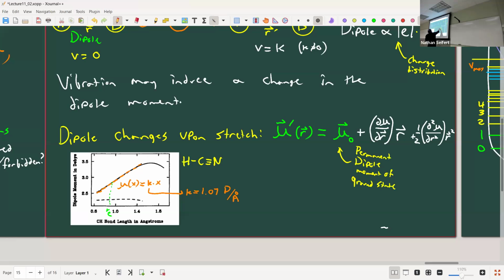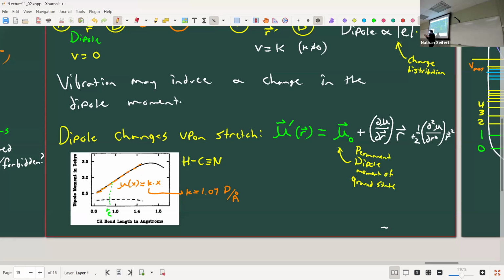In the case of HCN, this is the CH stretch of HCN. We don't ever have to worry about the dipole changing as R squared, because when we start to stretch the molecule, we're just stretching it in this region right here, and it's basically linear there. So the dipole is just a linear function of the stretch. As we start to pull the molecule apart, to the point where the H and the C are starting to dissociate and break apart, you can see this thing starts to turn over.